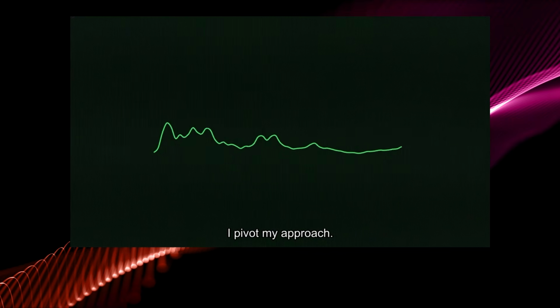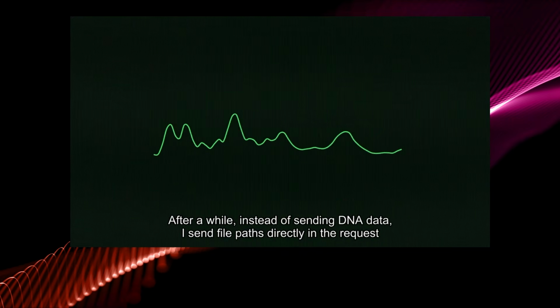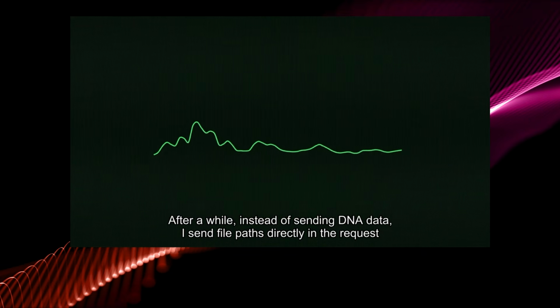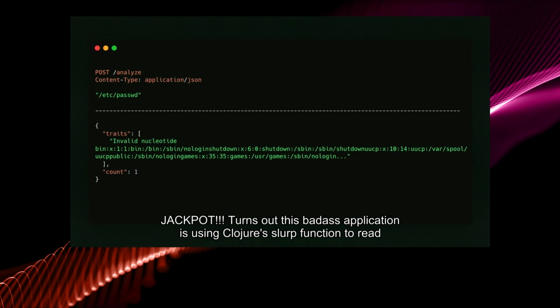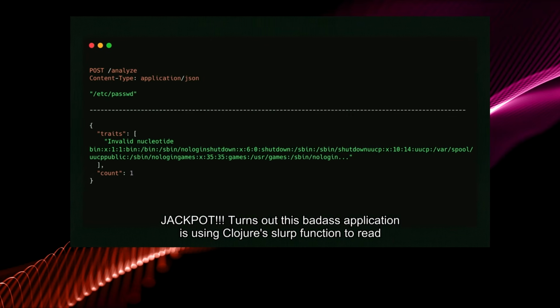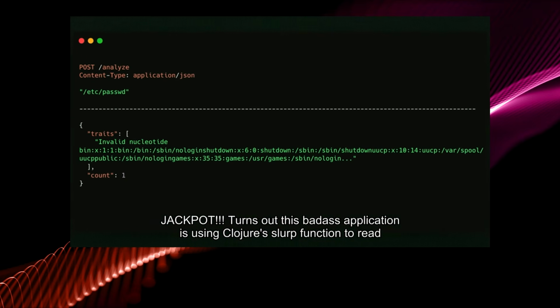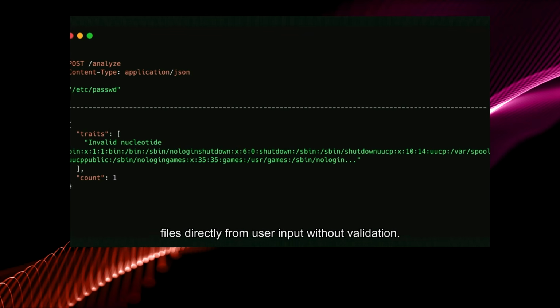I pivot my approach. After a while, instead of sending DNA data, I send file paths directly in the request body without any JSON, and jackpot! Turns out this badass application is using Clojure's slurp function to read files directly from user input without validation.